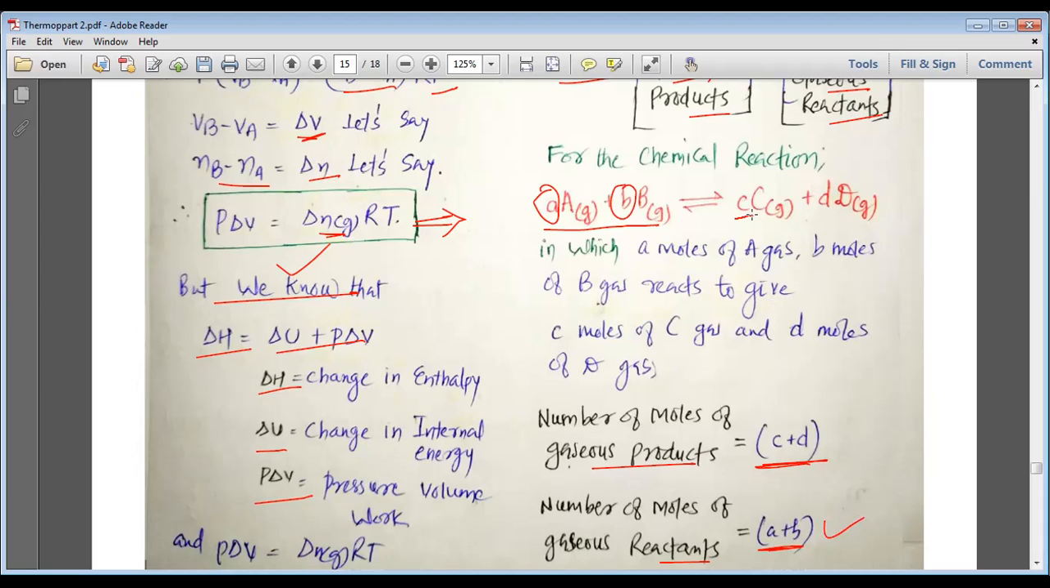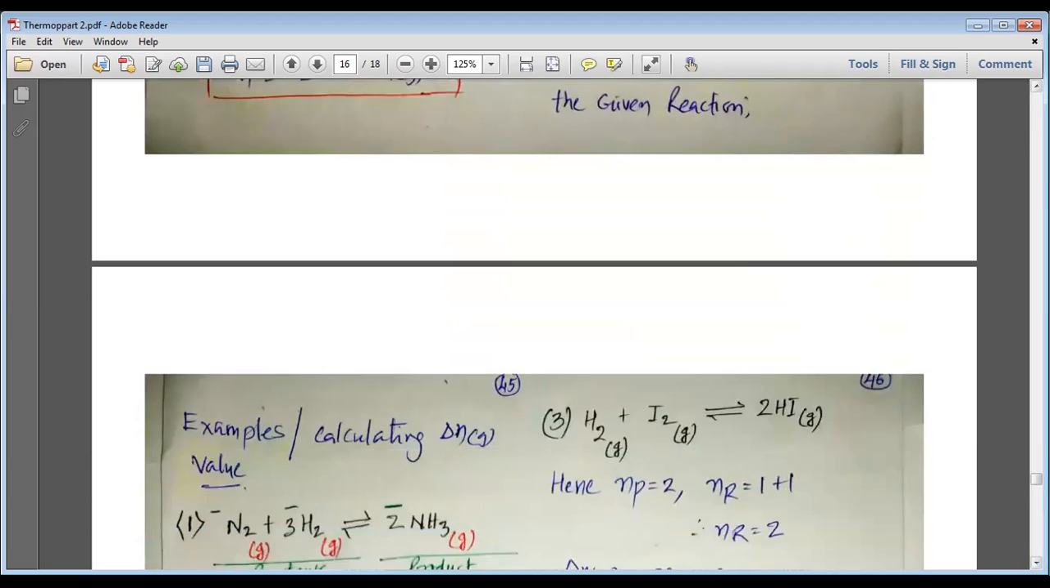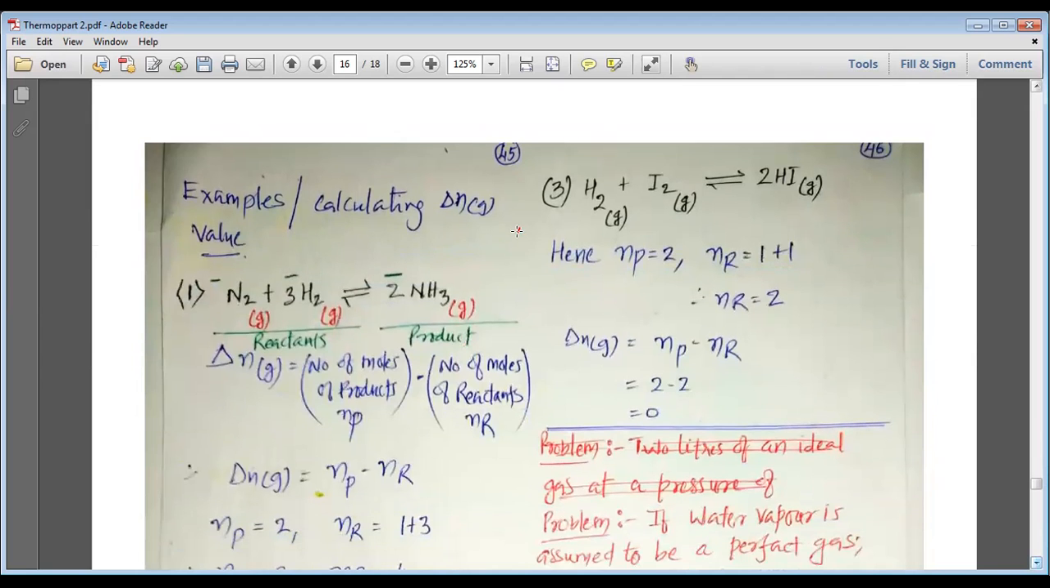Same way, the number of moles of C is c mole, and the gaseous product D has d mole. That is why the number of moles of gaseous reactants is a plus b, but the number of moles of products is c plus d. And that is why we can write that delta N gas is equal to (c plus d) minus (a plus b), where c plus d is the total number of moles of gases present in the products, and a plus b represents the total number of moles of gases present in the reactants. So now let us understand this with some examples.